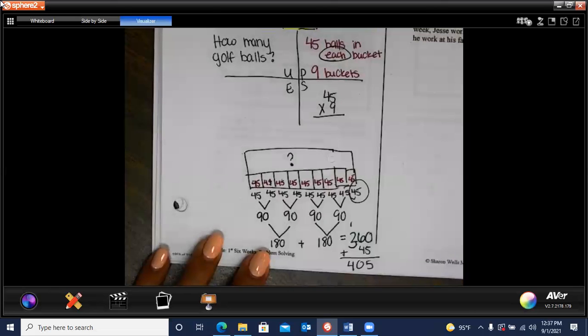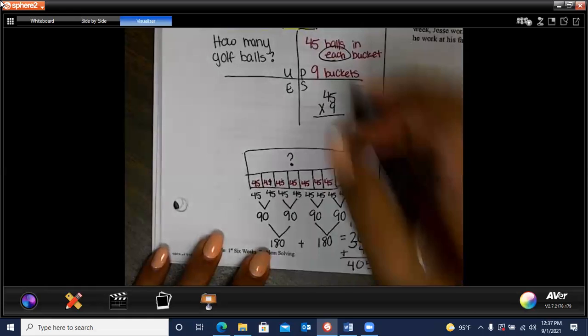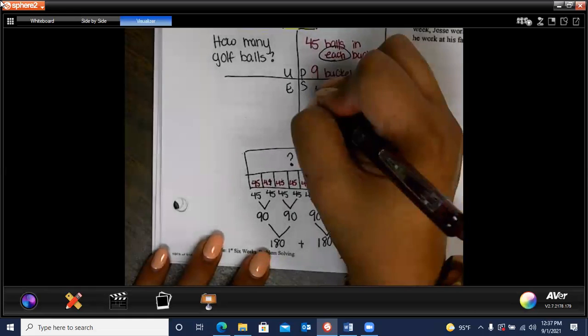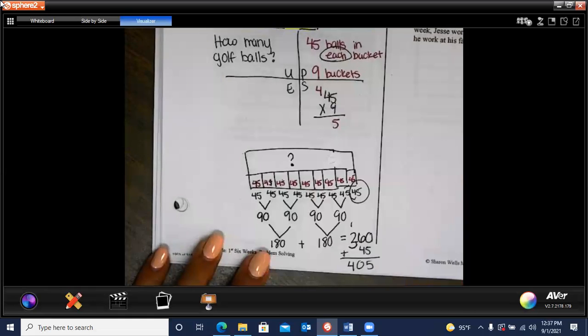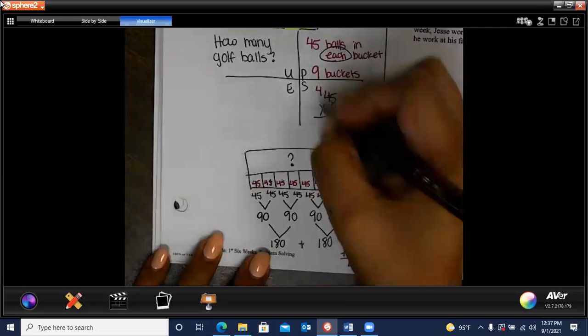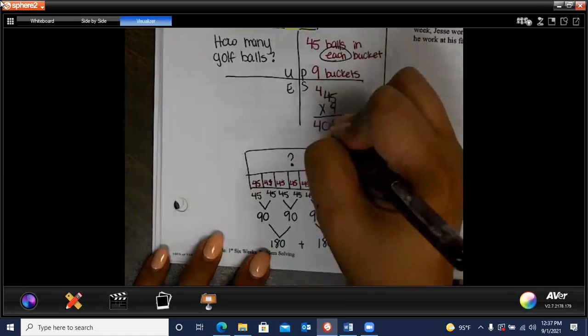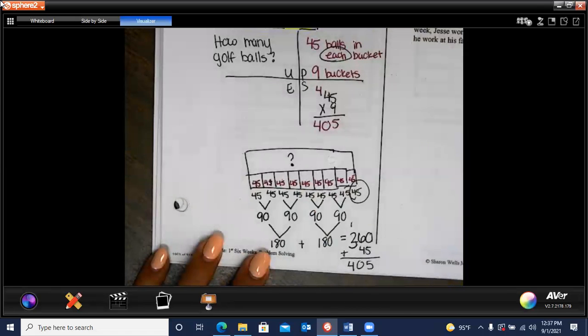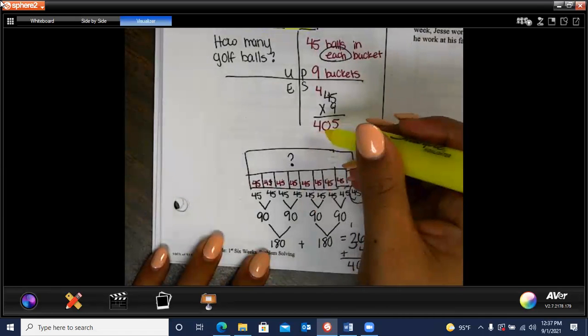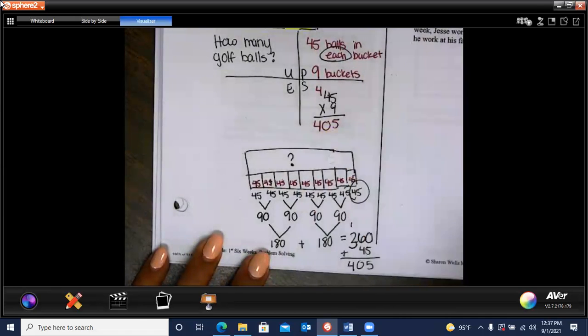Same thing as over here. What is 5 times 9? 45, carry the 4. What is 9 times 4? 36 plus 4? 40. So our answer here, yes. What happened?